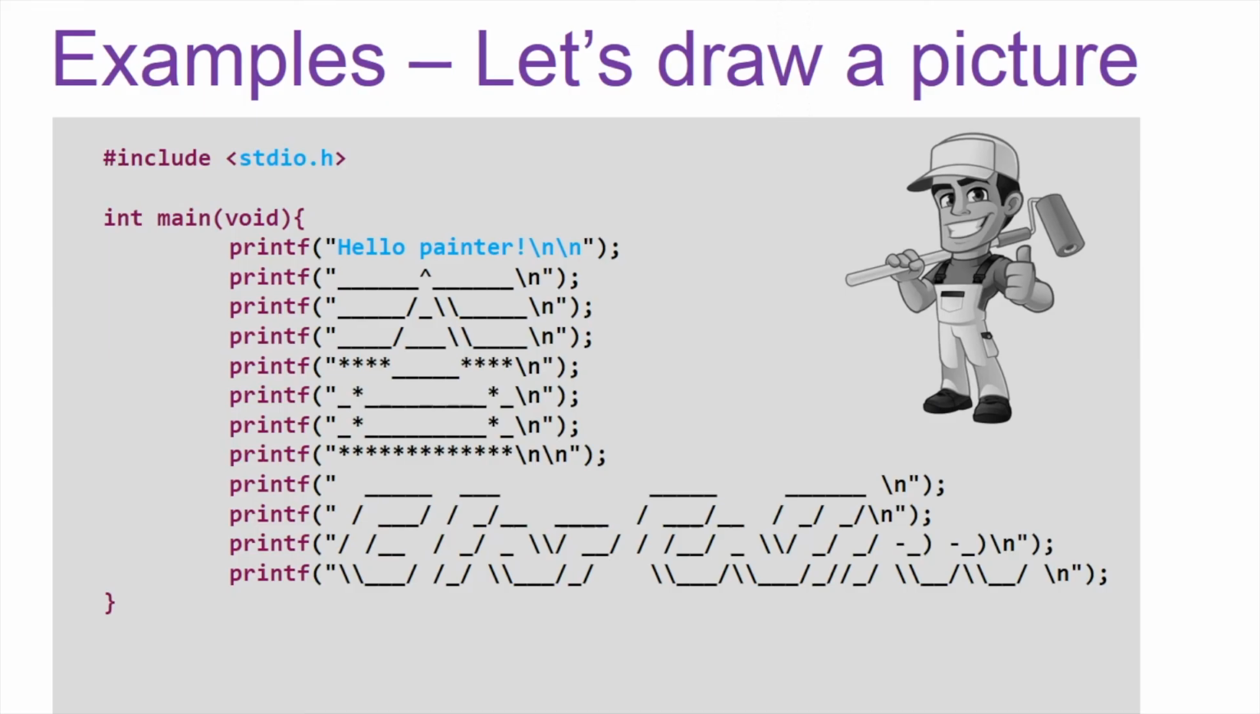We call printf several times to paint a picture. This is actually using printf without parameters many times. For each line, you can see it's just a string, starting with a quotation mark and ending with a quotation mark. It's all the same. So this is what this example does: it uses these different characters to form a picture.